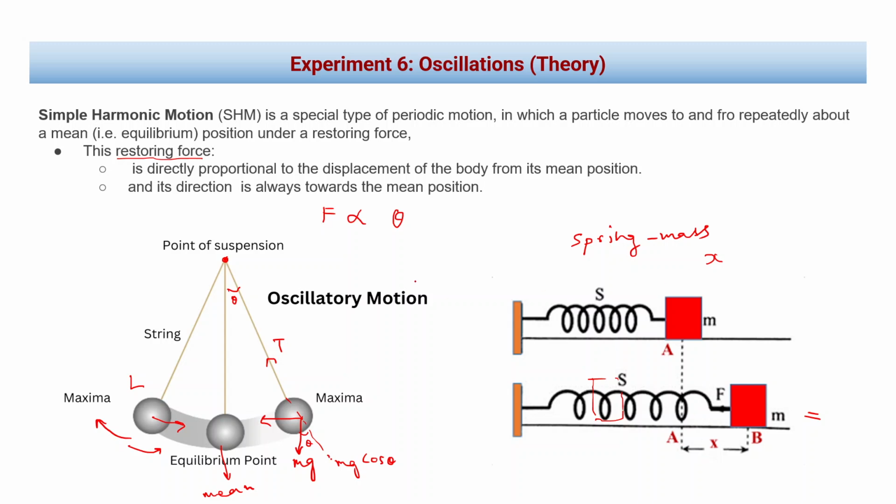So in this case it was proportional to theta. Here we can say the restoring force is proportional to this displacement x. But again in this case also, the direction of the restoring force is opposite to the direction of displacement. If the displacement is happening in this direction, the restoring force is in this direction. If the spring is compressing and the body is going in this direction, the restoring force again will be in the opposite direction.